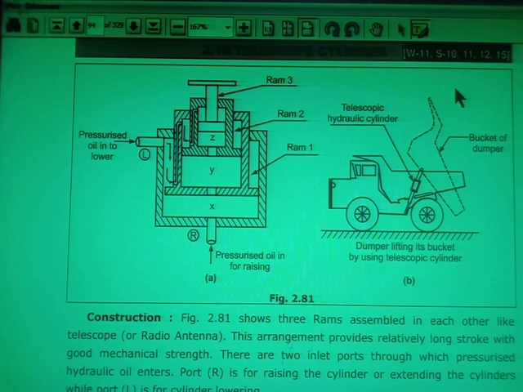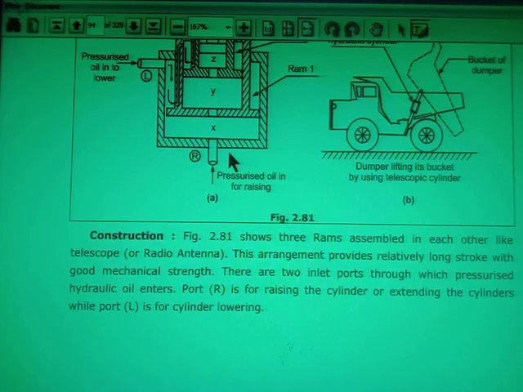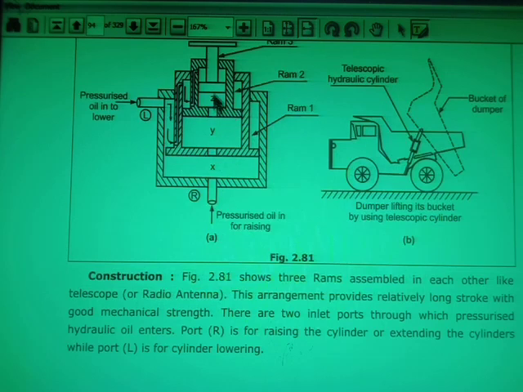So when you want a very high stroke length with a very small cylinder length, that can be obtained by using the telescopic cylinder. In a telescopic cylinder, 3 rams are provided here: this is one ram, this is the second ram, and this is the third ram: X, Y and Z. When the oil comes here, this X part will move first. Then when the oil goes here, this Y part will also move, and then this Z part will also move. So you get more stroke length. That is the main advantage.